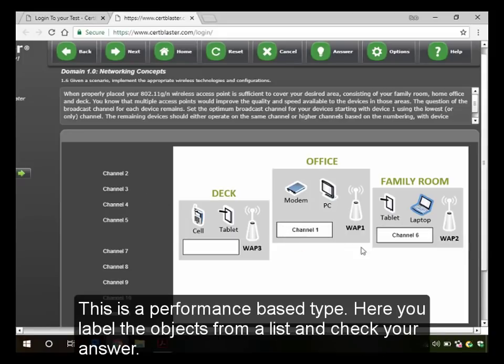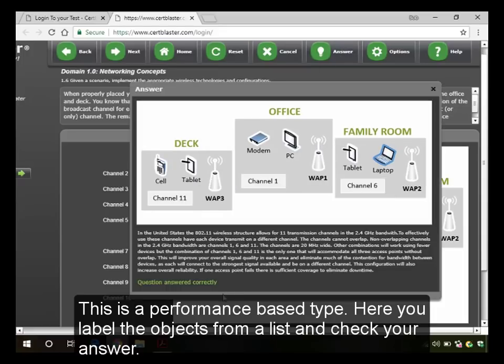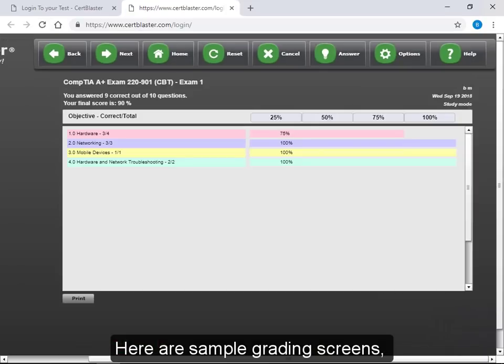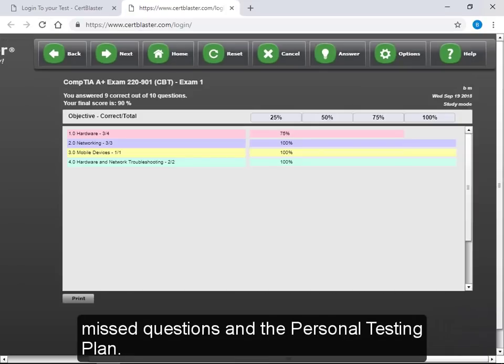This is a performance-based type. Here, you label the objects from a list and check your answer. Here are sample grading screens, missed questions, and the personal testing plan.